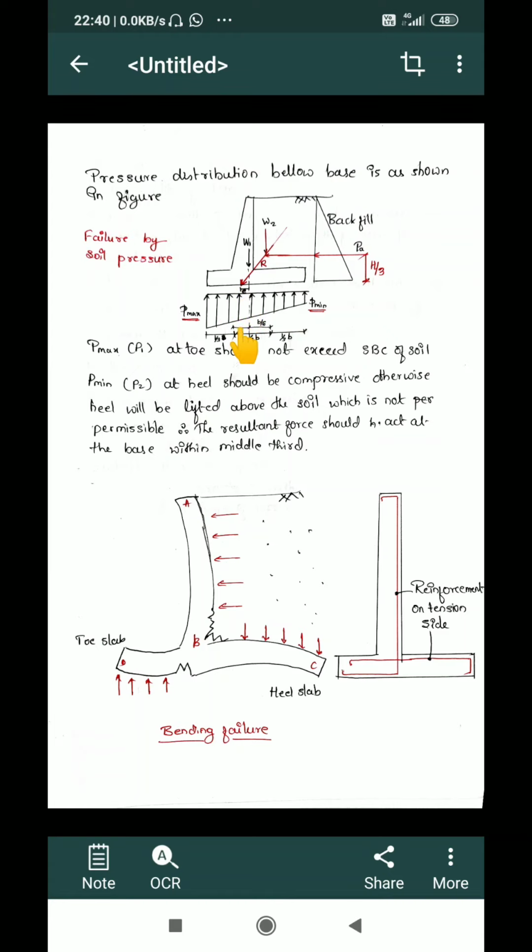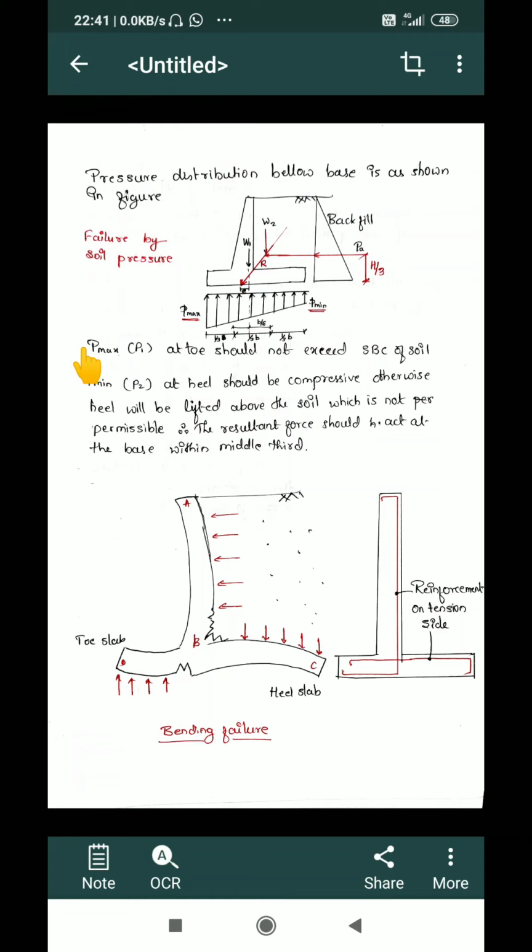If that is 1/3 of the length, suppose this is a total width B, then I'll divide this B into 3 parts. Then the resultant must act within the middle part of the width B. In terms of Cartesian coordinates, it should be B/6 on the left side and B/6 on the right side, and that is what we call the minimum eccentricity. E should be within B/6, or E should be less than B/6.